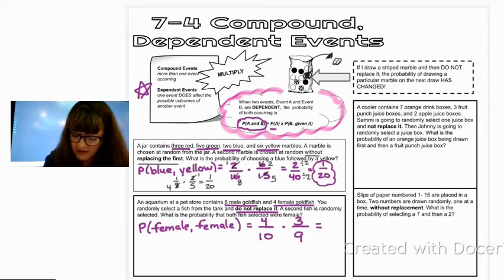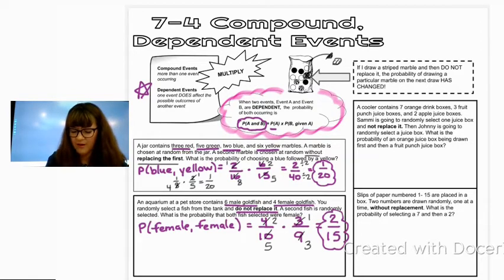Now we can simplify. 2 goes into 4 twice. 2 will go into 10 5 times. 3 goes into itself once. 3 will go into 9 3 times. So now across the top, we have 2 times 1. And across the bottom, we have 5 times 3. So in this situation, the probability of getting a female fish both times is 2 out of 15.